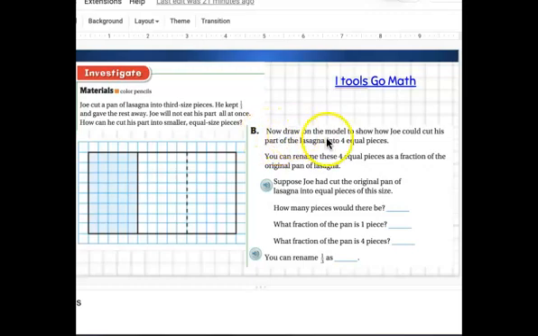All right, so now we want to draw on the model to show how he could cut this part of lasagna into 4 equal pieces. Remember, originally he cut his lasagna into 3 equal sizes, and we cut these in half, and we ended up with, instead of 1/3, 1/6 and 1/6. Now I noticed when we drew this lasagna, it was 15 units long and 8 high. So I did the same model here.